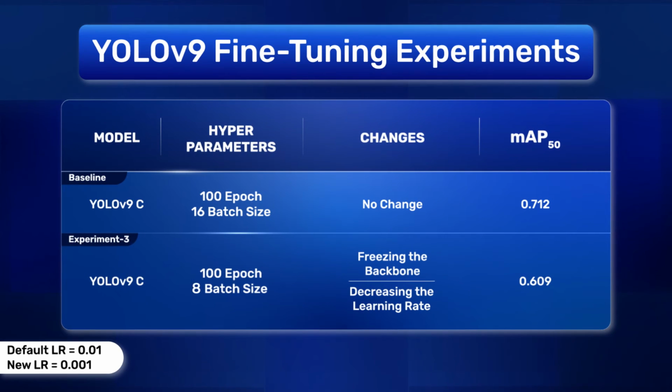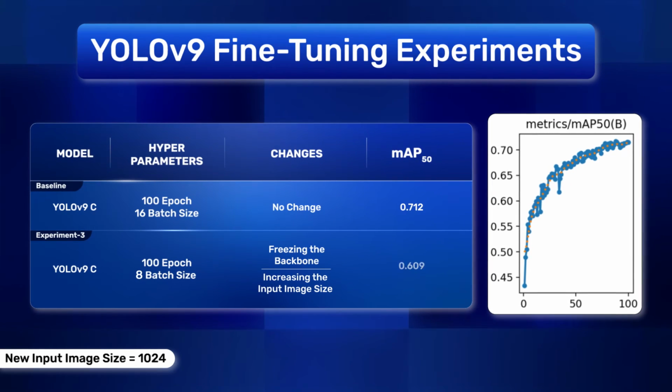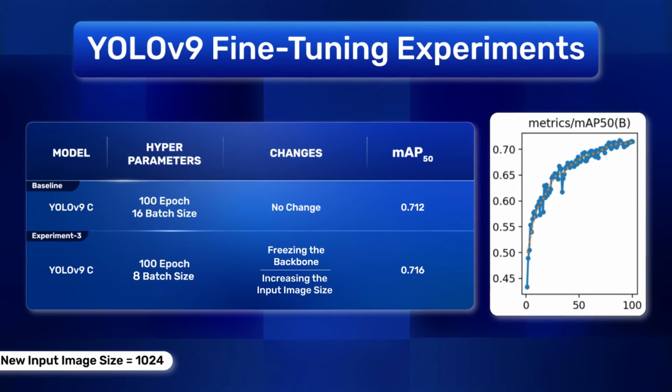In our third experiment, we continue freezing the backbone but increase the input image size to 1024. In this experiment, we get the mAP50 value as 0.716. Since our dataset is made up of small objects, increasing the model's input image size is definitely going to help. Now let's take a look at the inference results.